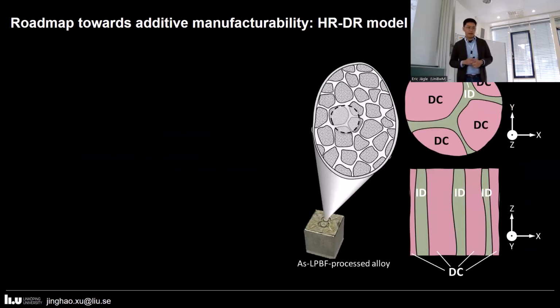Then I want to say something about the roadmap towards so-called additive manufacturability, the HRDR model. In the as-built superalloy, we have the DC and ID. DC is dendrite core, ID is interdendritic region. I consider them as composite-like materials, so they have different compositions. And from the literature or your experience, you will find the ID is a vulnerable place. That means microcracks always attack regions like the ID.